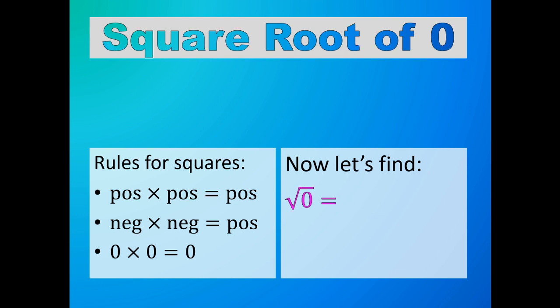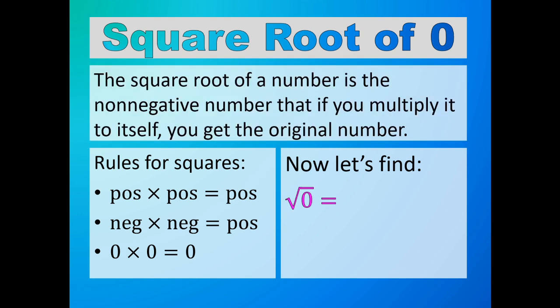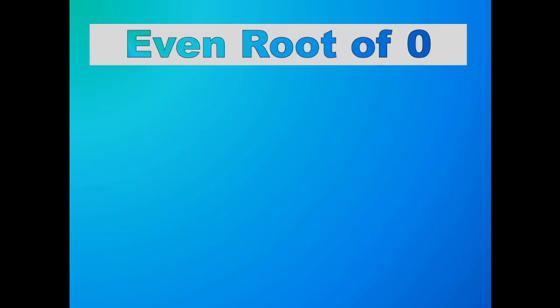Now let's find the square root of 0. The square root of a number is a non-negative number that if you multiply it to itself, you get the original number. So we can only use the last equation, and so we know that the square root of 0 is equal to 0.